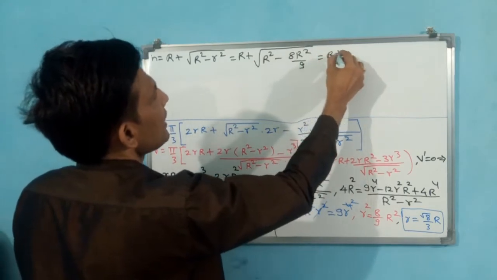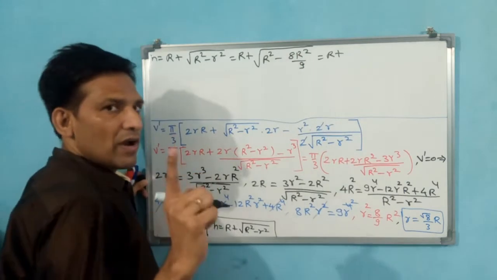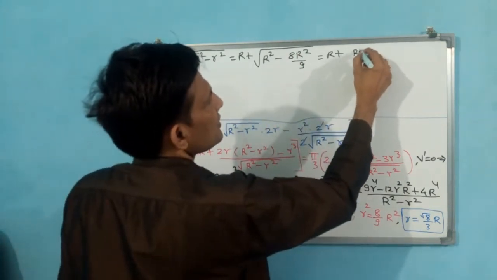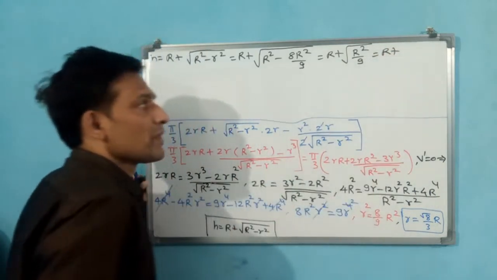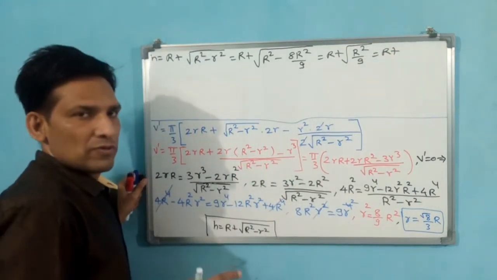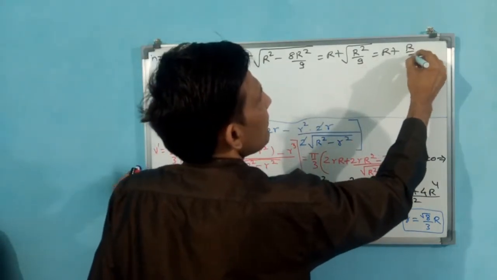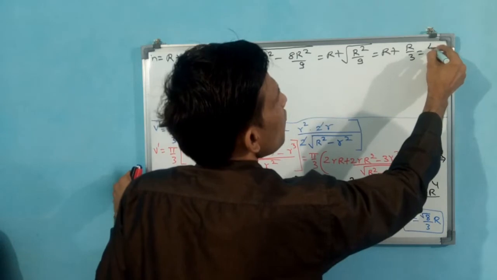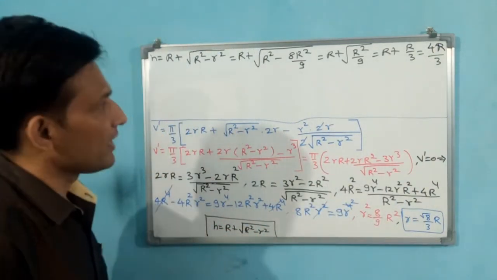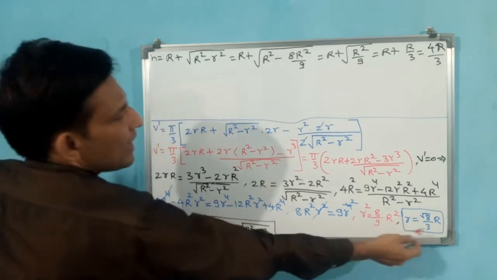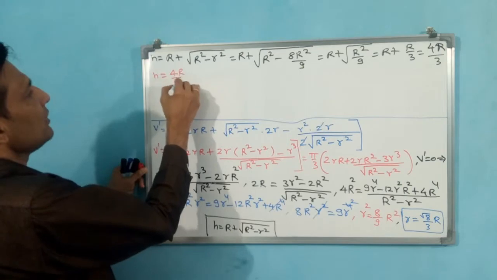That is equal to r plus, you see, 9r² minus 8r², 1r²/9. That is equal to r plus, you see, r² is r after removing the root, and root 9 is 3, that means r/3. That is equal to 3r plus r, 4r/3. That means you have got h also. See, you have got r and you have got h. H is equal to 4r/3.